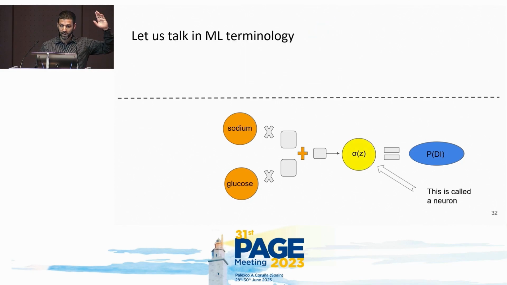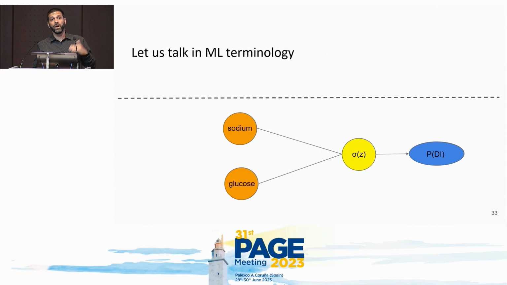Terminology alert. This thing, the sigma of z here, in machine learning terminology, is called a neuron. It has a very fancy name, but this is what it is. And another thing, machine learning people don't love this plus and times, it's just 2 lines. So with that, we're still in logistic regression, but this is already a neural network. This is our very first neural network. It's got only 1 neuron, but this is a neural network.